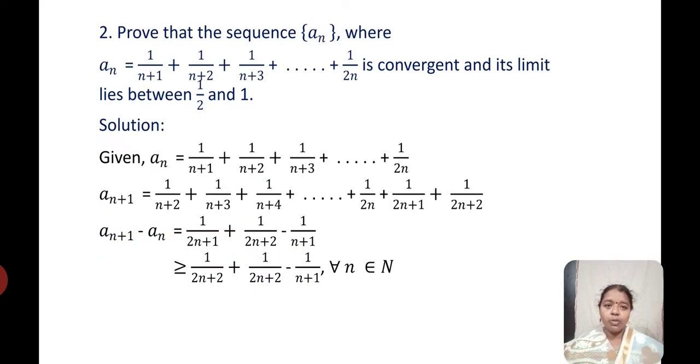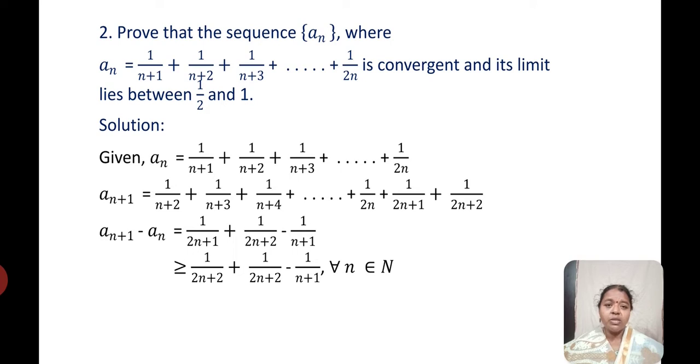The next problem is we have to prove that the sequence an given by 1 by n plus 1 plus 1 by n plus 2 plus 1 by n plus 3 and so on plus 1 by 2n is convergent and its limit lies between half and 1. So let's write down the given sequence an as 1 by n plus 1 plus 1 by n plus 2 plus 1 by n plus 3 and so on plus 1 by 2n.